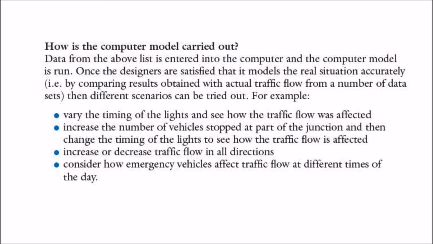Now, for example, vary the timing of the lights and see how the traffic flow is affected. Increase the number of vehicles stopped at part of the junction, and then change the timing of the lights to see how traffic flow is affected. Increase or decrease traffic flow in all directions. Consider how emergency vehicles affect traffic flow at different times of the day. So, as we saw, all of these considerations were considered in the clip that we saw.